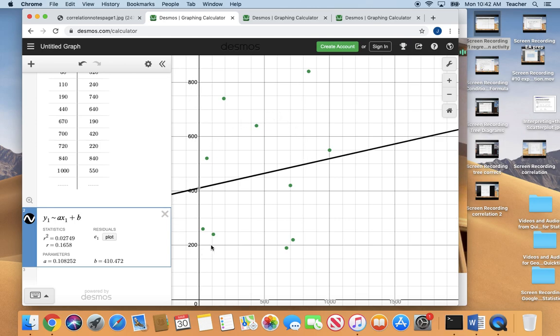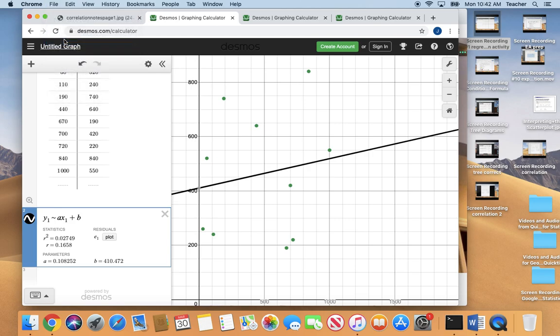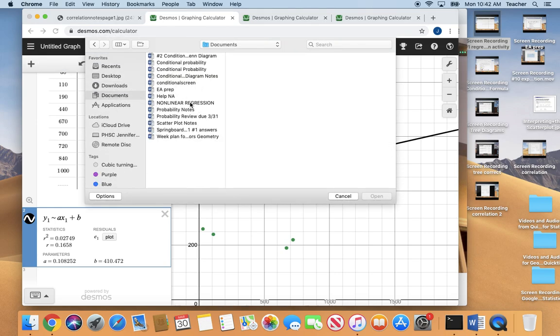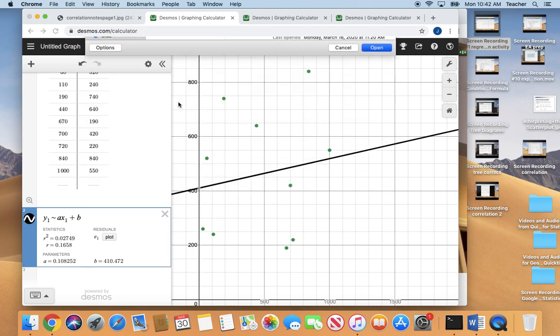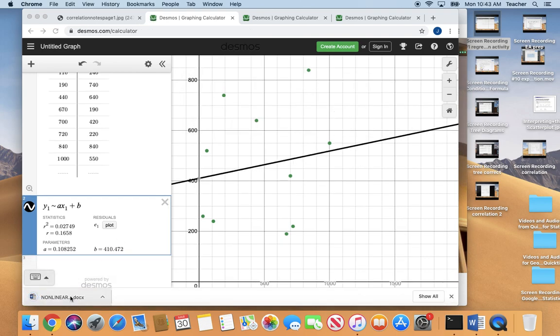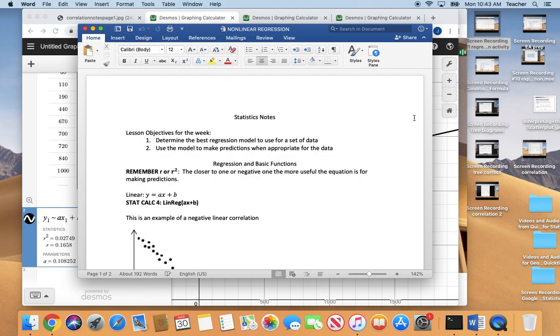Well, there are other types of regression models besides just linear. Let's see. It doesn't seem to want to open. So you have these in your notes.